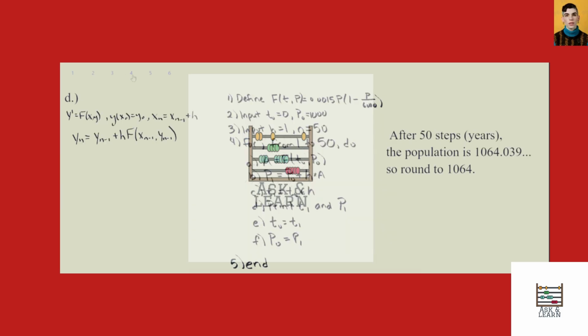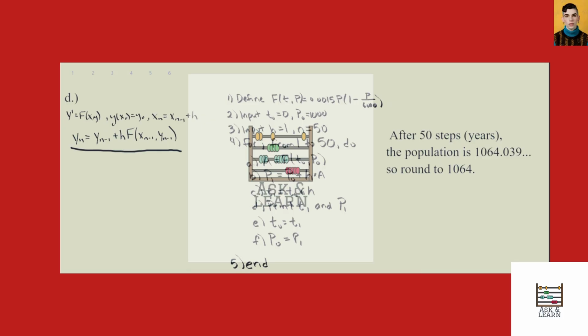All right, now part D asked us to use Euler's method so that you could program a calculator or computer to use Euler's method with step size h equals 1 to estimate the population after 50 years if the initial population is 1,000. So this formula over here is from section 9.2, I believe, and this is Euler's method in general.